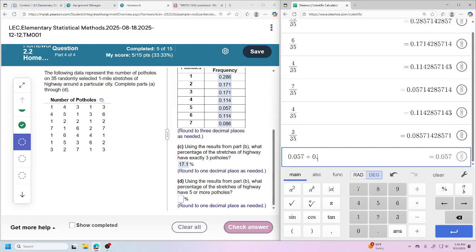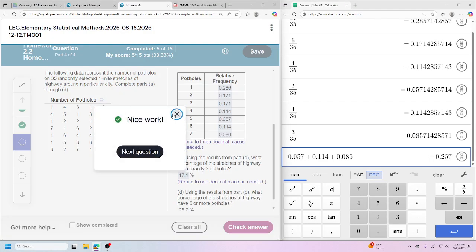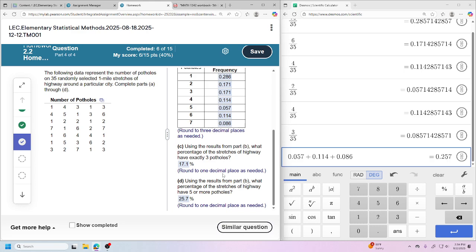So I'm going to add this one, and this one. 25.7. So not too bad, right? Not too bad. Definitely there's a little bit of optimization. Can I use StatCrunch? Yes. Should I use it for literally everything?